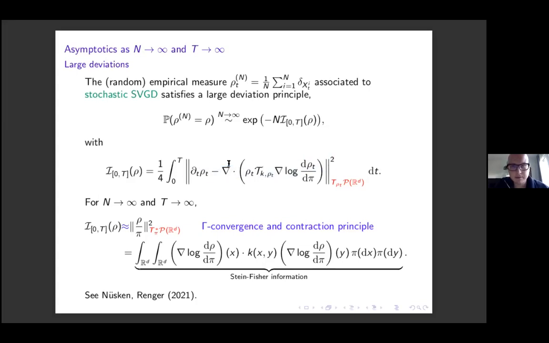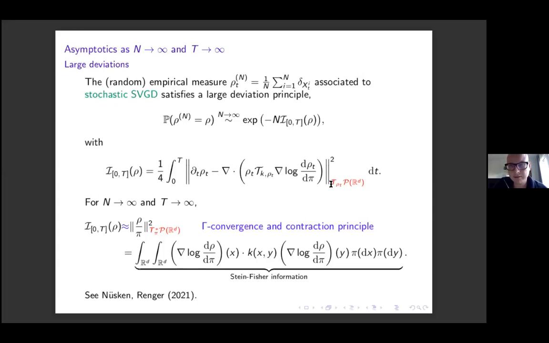Otherwise, if there is a deviation from the PDE, then these fluctuations away from this mean field limit will be exactly described, up to sub-exponential terms, by this functional here. What is interesting about it is this norm. We need to talk about this norm. This is in fact the tangent norm in the Stein geometry.